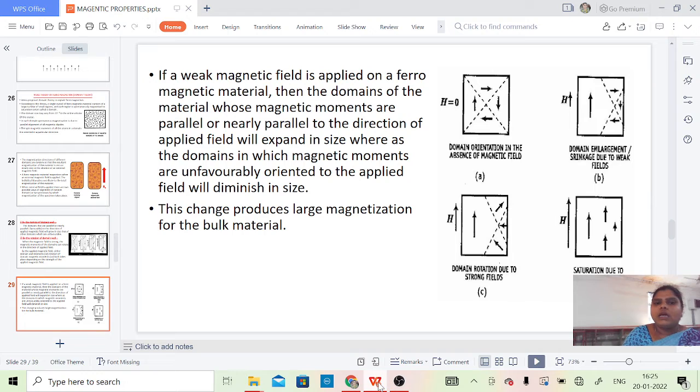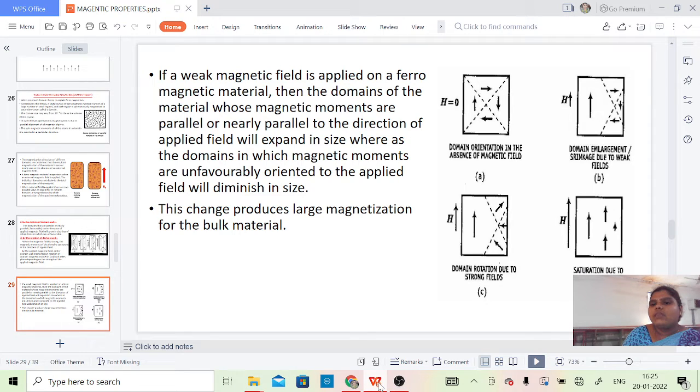If a weak magnetic field is applied on a ferromagnetic material, then the domains whose magnetic moments are parallel or nearly parallel to the direction of the applied field will expand in size, whereas the domains in which magnetic moments are unfavorably oriented to the applied field will diminish in size. What's happening whenever we apply the field? The domains with moments parallel or nearly parallel to the field will occupy the maximum portion, and the remaining unfavorably oriented domains will diminish in size.